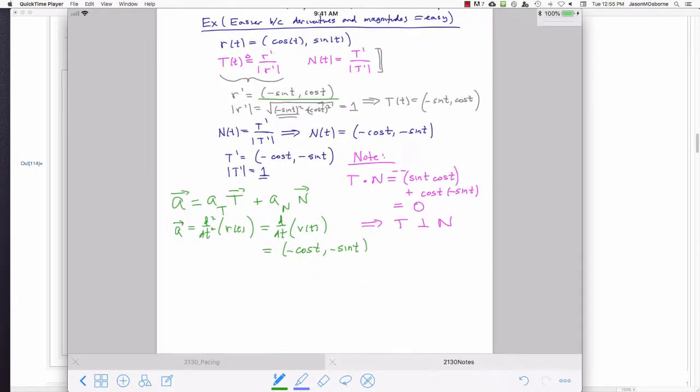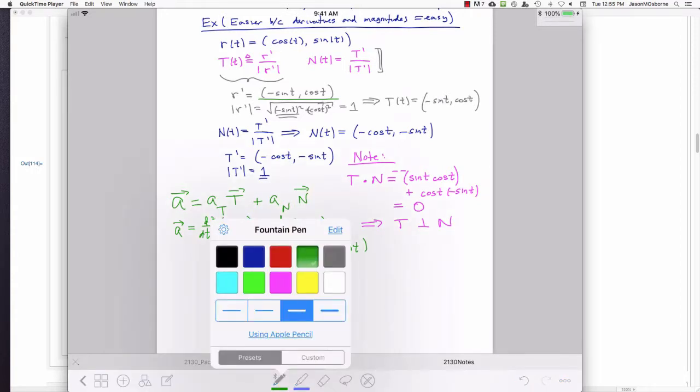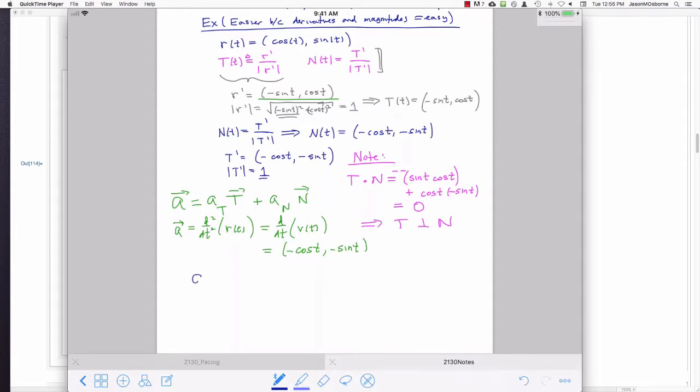Okay. And now that we have all those on the screen here, we know that a sub T, using the fact that T and N were perpendicular, you find it by just not solving a system of equations, but by just doing a dot product. So the acceleration vector was negative cosine of t, negative sine of t, and I need to dot product that with the vector T, minus sine of t, cosine of t. And you will see there that that comes out to be 0. Okay, so a sub T is a scalar. It comes out to be 0.